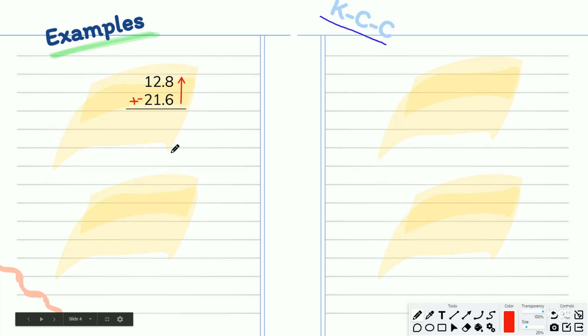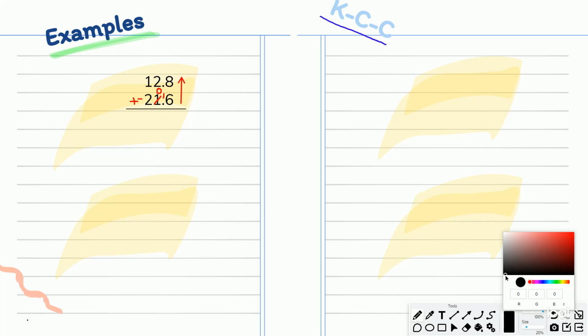So the first thing I need to look at is 6 minus 8. Since I cannot do 6 minus 8 because 8 is bigger than 6, I need to borrow from this 1 right here so I can do that. So I'm going to cross off this 1 and make it a 0, and then my 6 turns into a 16. So now what I'm going to be doing is 16 minus 8, which is going to give me 8.